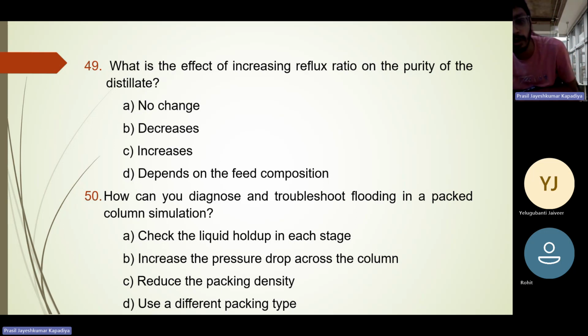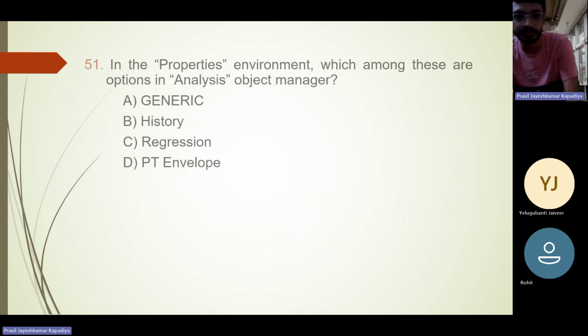We will check liquid holdup on each stage. If the liquid holdup is higher, let's say if this is one tray and the liquid holdup is such that the tray is completely full, what will happen? It will go to the tray below. So that is already flooded. So the tray is called flooded. So we'll check liquid holdup on each stage.